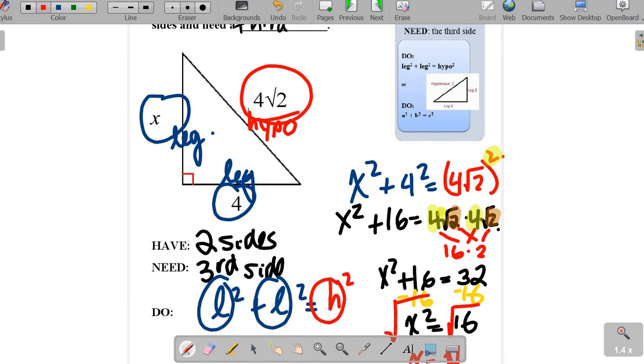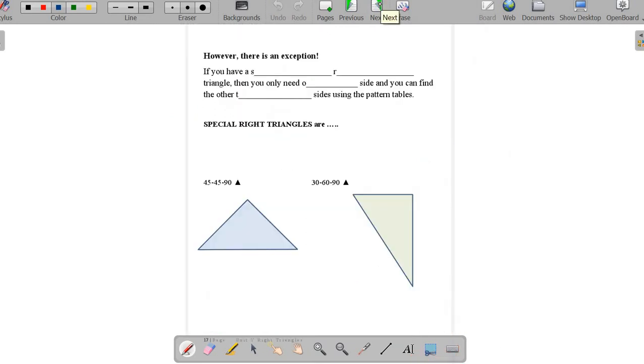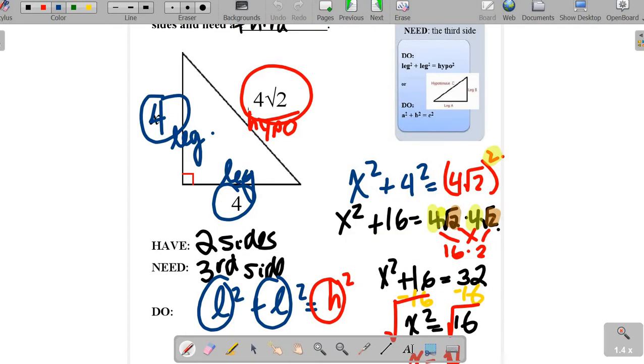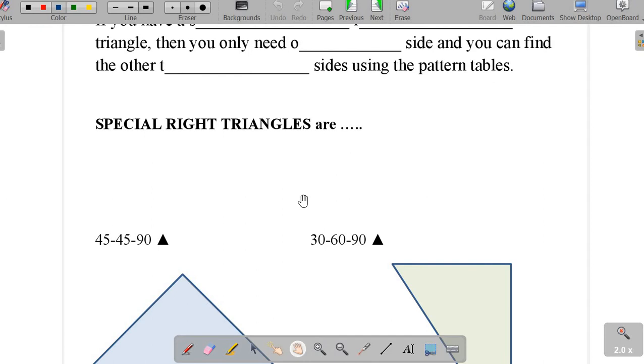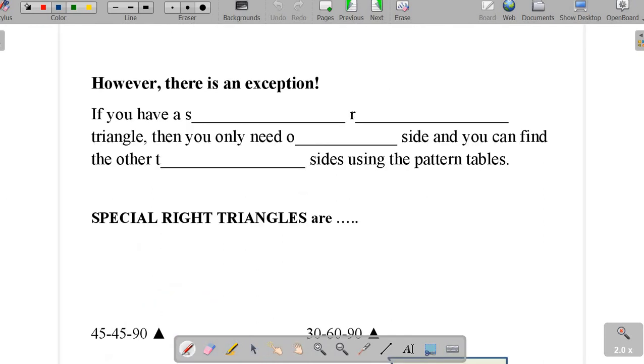So notice what we did here. We got 4. Have two sides, need third side, Pythag. However, there is an exception to this. There's two scenarios, and the scenarios are literally called special right triangles.